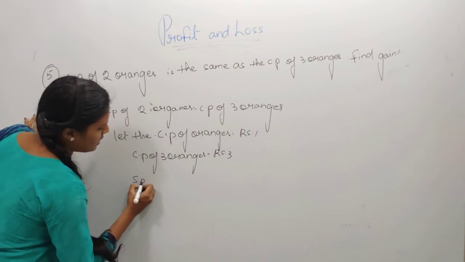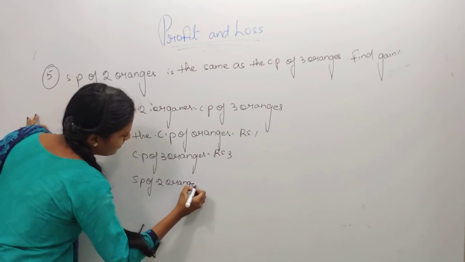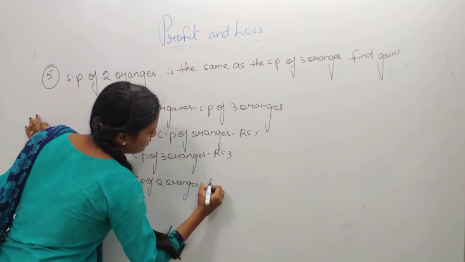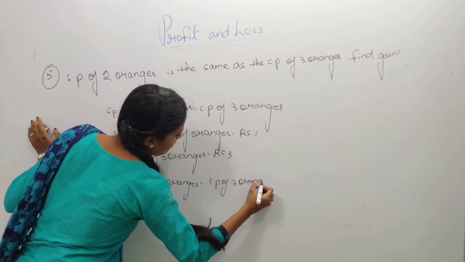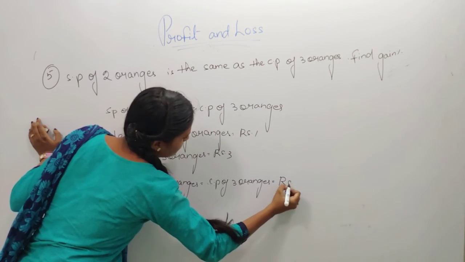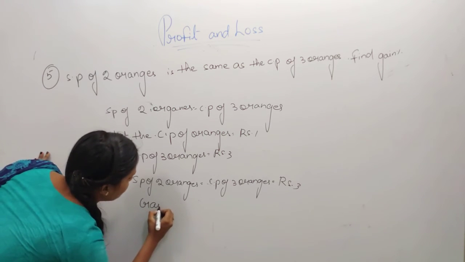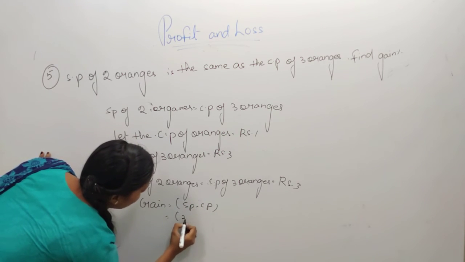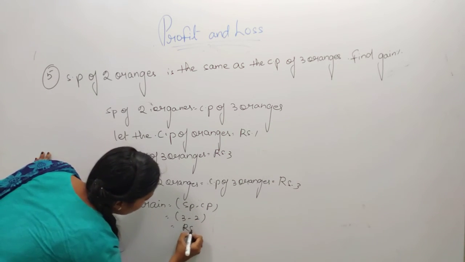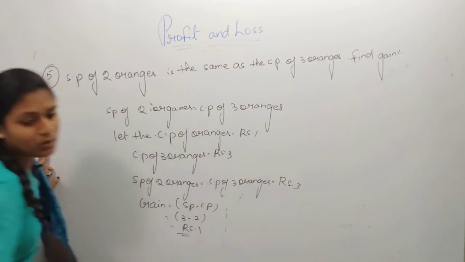Then the selling price of 2 oranges equals the cost price of 3 oranges. How much? Rupees 3, right? Then gain how much? Gain is equal to, what is the formula? SP minus CP, which means 3 minus 2, how much? Rupees 1. Okay, now what do we have to find out? Now we have to find out the gain percent.